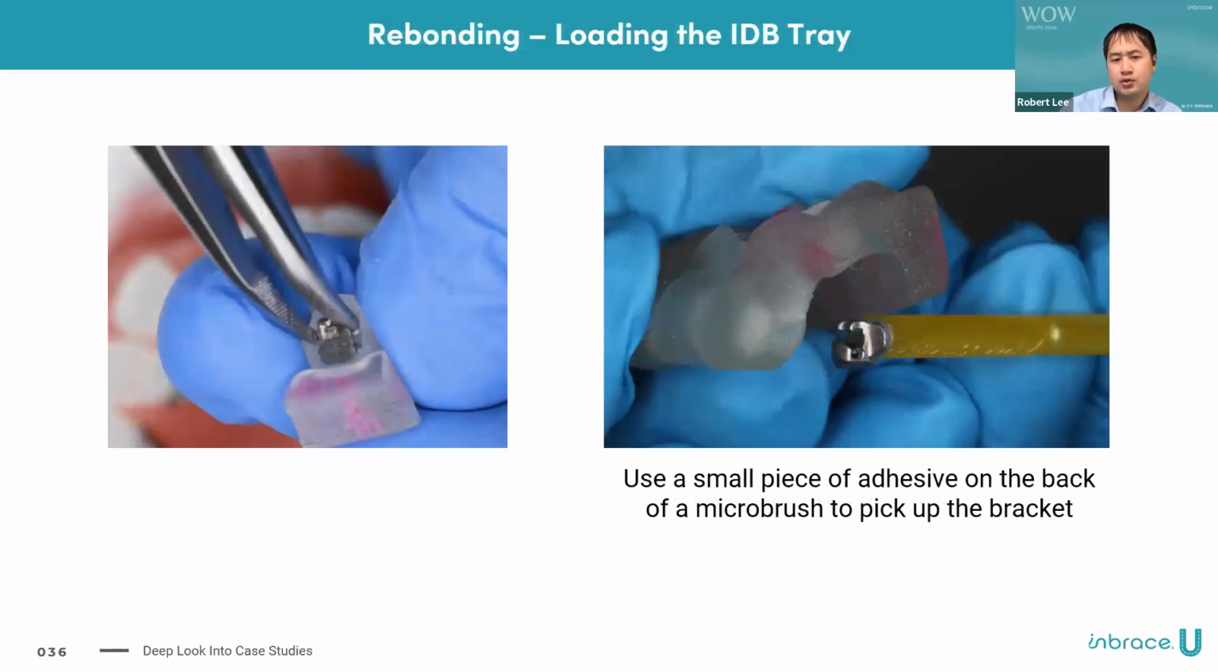When you're ready to insert the bracket into a tray to rebond, you could use tweezers or your Weingart. But Dr. Tong, our main inventor, came up with this technique where you take the back of a microbrush, add a tiny piece of adhesive to make it sticky, and then you can put the bracket in without having to hit the mesial and distal walls with the tweezers. This works really well in terms of loading the IDB tray.